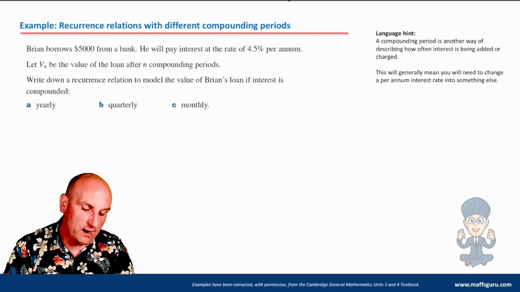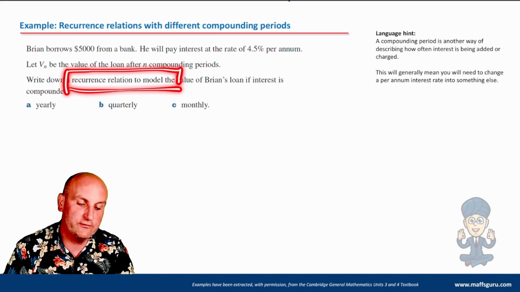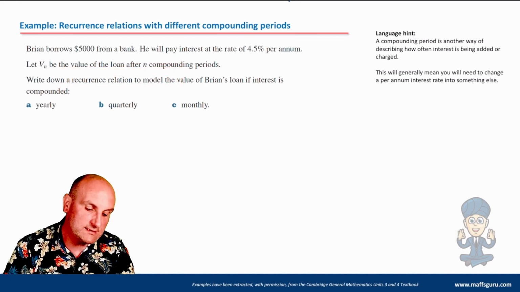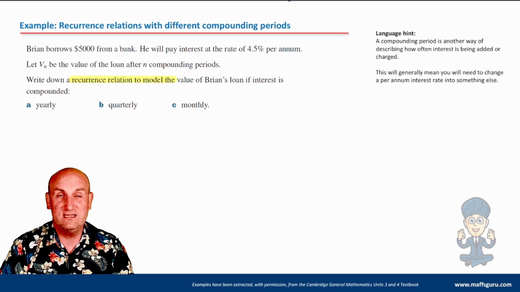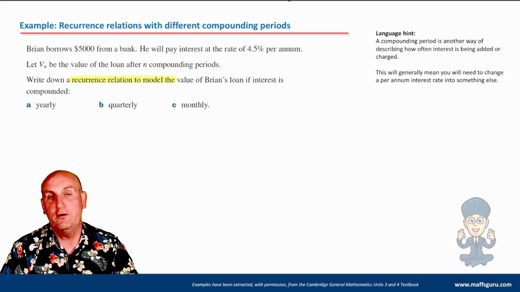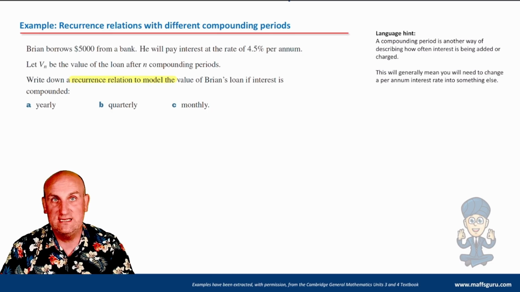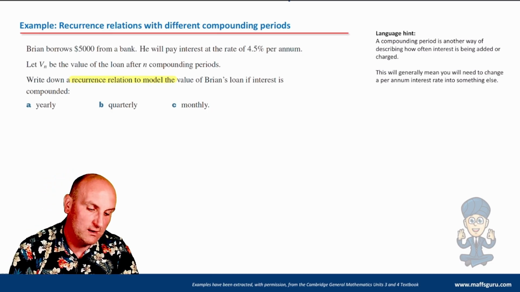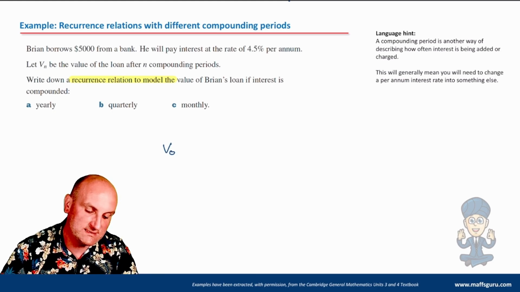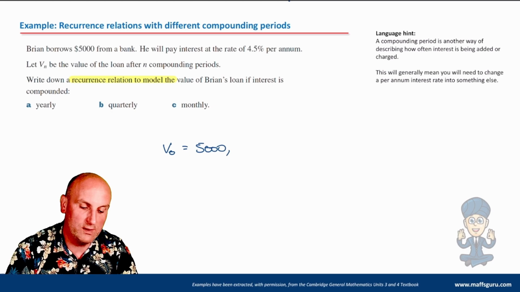Write down a recurrence relation. And as I said to my students over and over again, if you don't understand the difference between a recurrence relation and a rule, unfortunately, you're going to get seriously tricked, probably in any SAC or any exam, because there is a very distinct difference. And I've done a video on how to change those as well. But write down a recurrence relation. So I know a recurrence relation must start with V0 equals, and in this situation, it'd be $5,000. Why would it be $5,000? Because that's basically my initial amount.